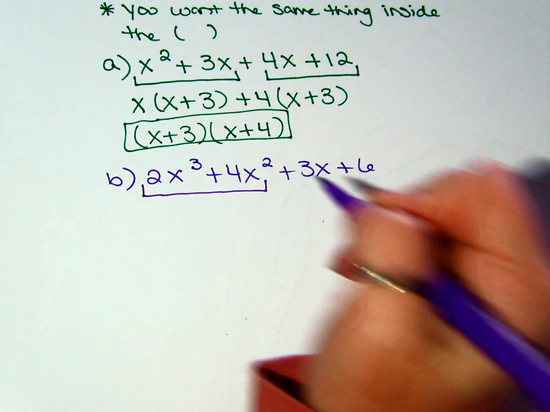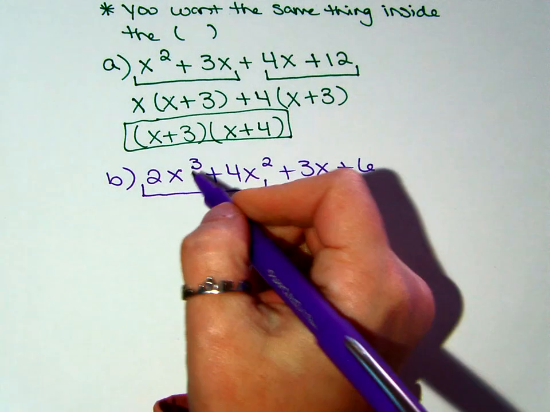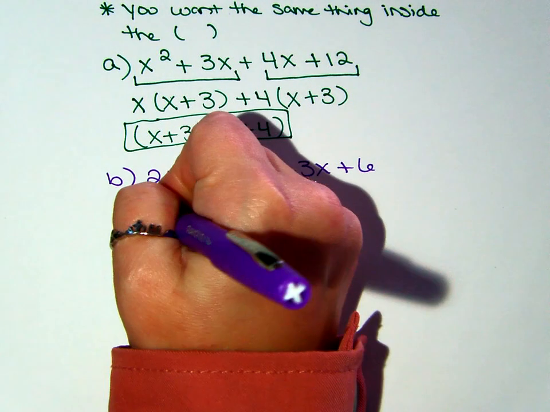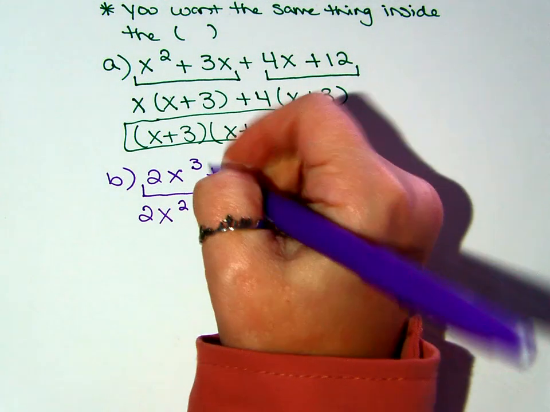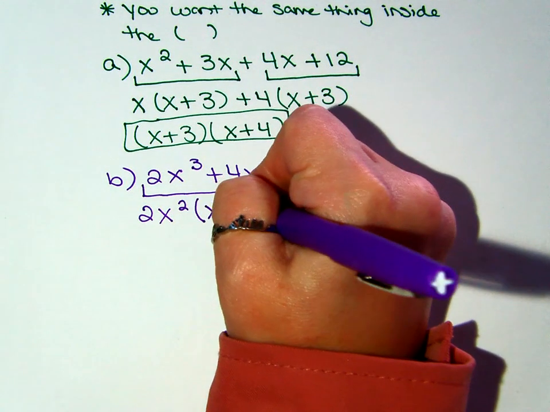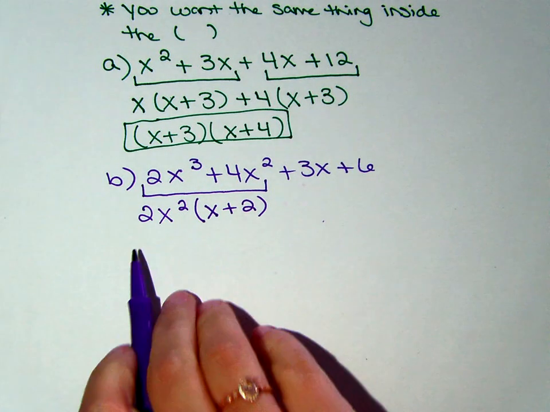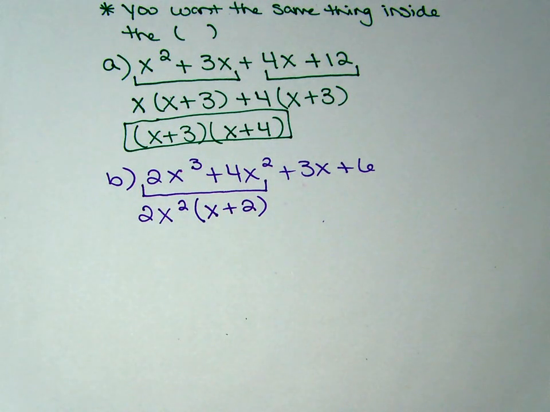We look at these first two terms and we say, okay, what do they have in common? 2x to the second. Yeah, because this one even has an x to the second in there as well. So I can pull out a 2x to the second power, which would leave me with an x plus 2 inside my parenthesis. And again, I can check that by redistributing it and making sure I get back up to the top.